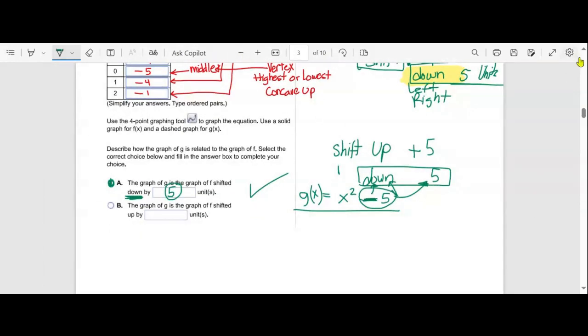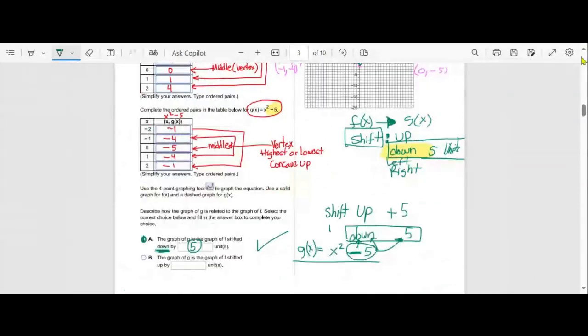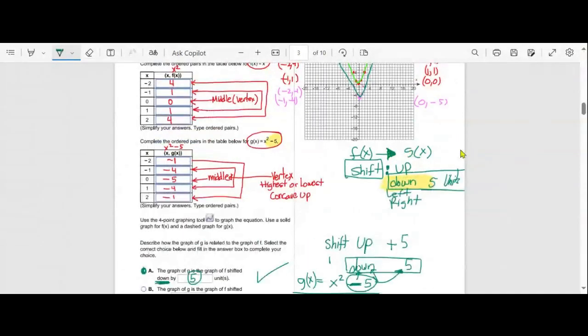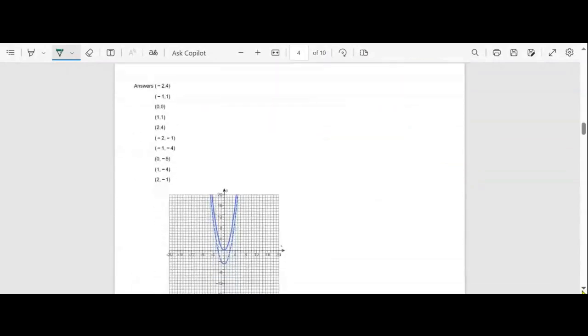So this is the big picture of the whole exercise. Make sure that you understand it. Remember, there is also shift to the left and to the right. And you have to exercise to know when it's going to be shift to the left and to the right. Okay? Let's move on to the next one.